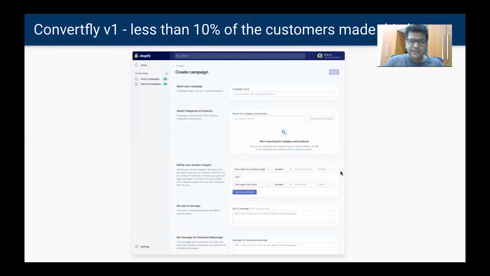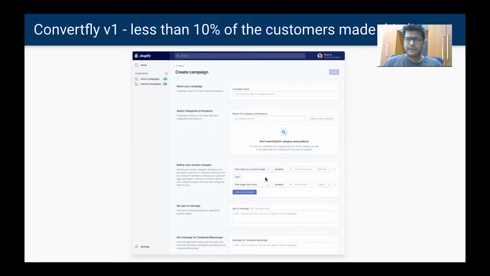And it was something that our customers really did not understand. How we knew that was we had a good amount of installs, but less than 10% of the customers actually made these campaigns live. What we were trying to do here was ask them to select the products they want to run the campaign on, the time intervals after which they would like to show the widget to collect subscribers, and then what message they want to send them on Messenger.